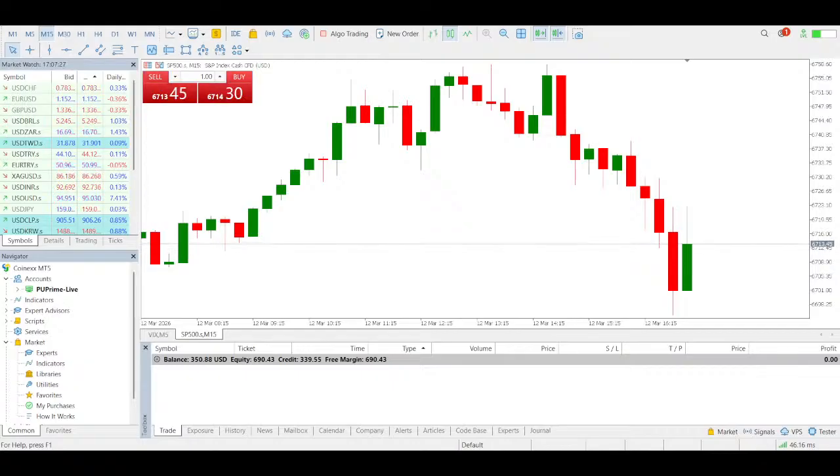Right now it's not clear. It's really not clear. Normally this should be going down, but it's going up instead, right? It should be going down. I want to catch the downtrend, that's what I want to catch, but it's going up.